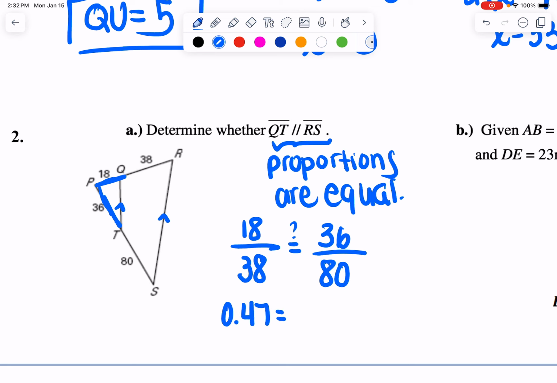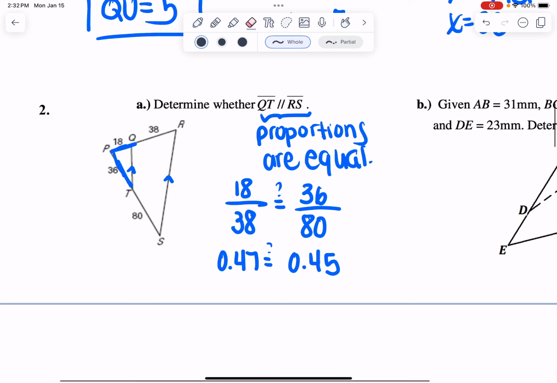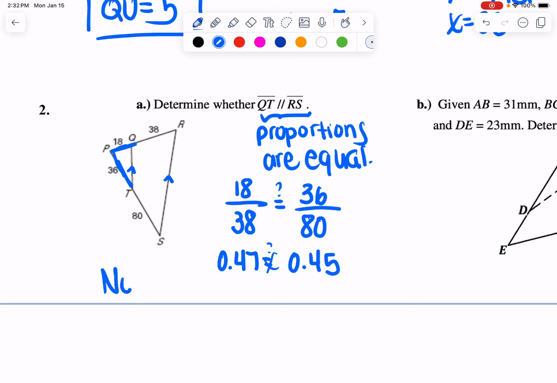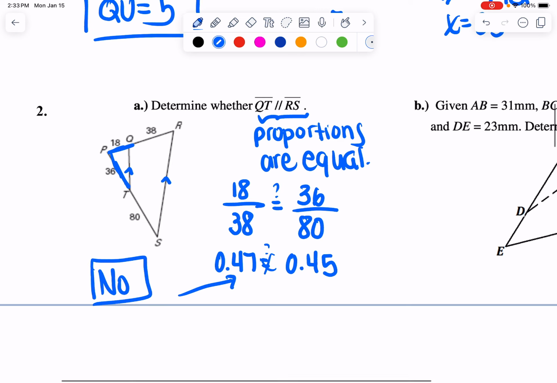Then I'm going to check to make sure the other side is equal. So 36 divided by 80 is going to be 0.45. Since those two are not equal, determine whether or not they are parallel: no, your answer is no, because those two parts are not equal. So that's what we would see with parallel.